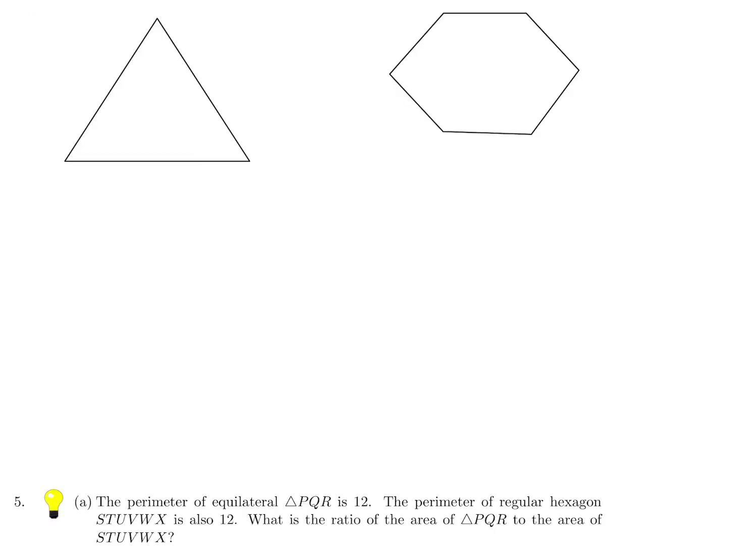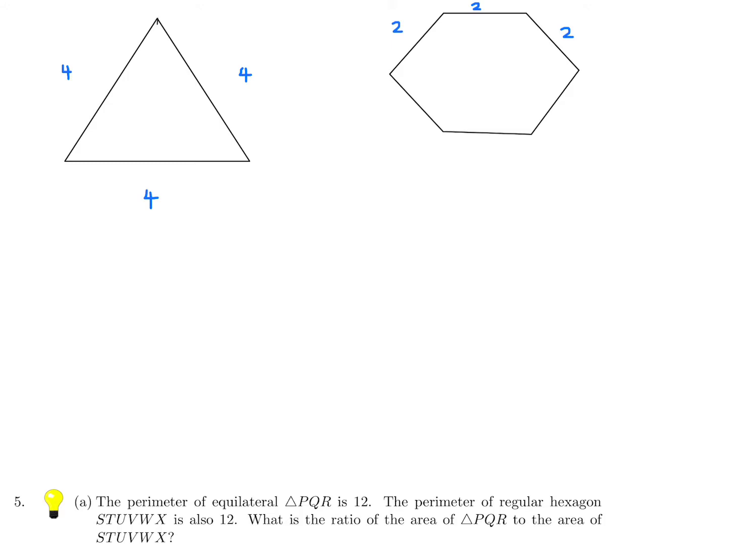So here is approximately what an equilateral triangle and a regular hexagon would look like. They first told us that the perimeter of the equilateral triangle is 12, so that means each of these sides is 4. And since the perimeter of the regular hexagon is also 12, each of these sides is 2. So now we have to figure out the area. Okay, that shouldn't be a problem.